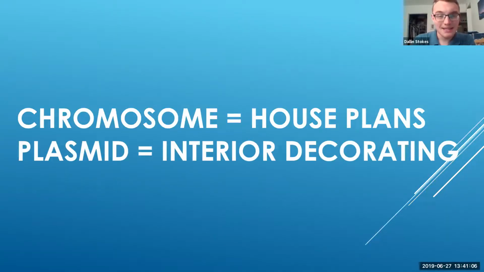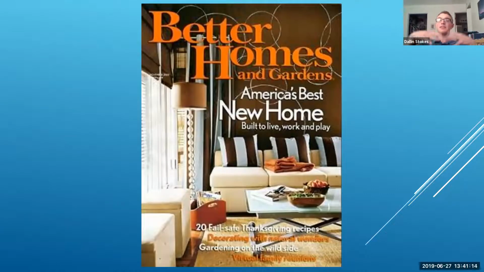A plasmid has the interior decorating instructions. So whereas the chromosome is like the house plans, the plasmid is kind of like Better Homes and Gardens magazine, where it gives you instructions on how to make your house beautiful on the inside and make your life nice and happy while you're there. It improves your quality of life.